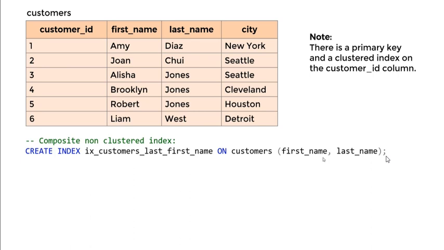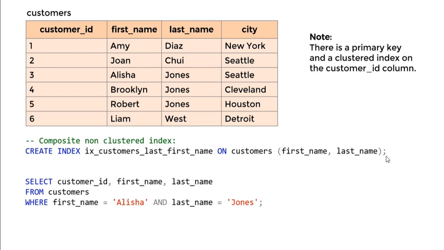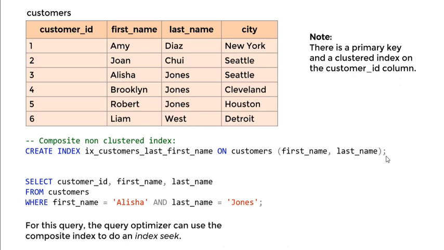Also recall that the clustered index values are replicated in every non-clustered index, right? Therefore, this non-clustered index also includes the customer ID key values, and that's because customer ID is our clustered key. Okay, let's say we write the following query: select customer ID, first name, last name from customers where first name is equal to Elisa and last name is equal to Jones. For this query, the query optimizer can use the composite index to do an index seek, right?